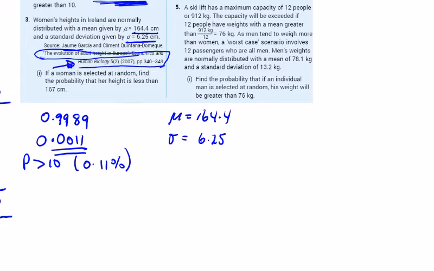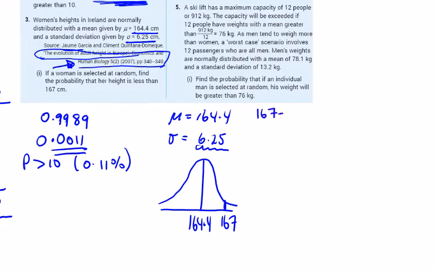If a woman is selected at random, find the probability that her height is less than 167. Where is she on this curve? Here's my 164.4. We're testing this girl over here, she's 167, and I have my sigma. We don't have any random samples given to us in this question to start with. So we're testing 167 against 164.4, and dividing by 6.25.